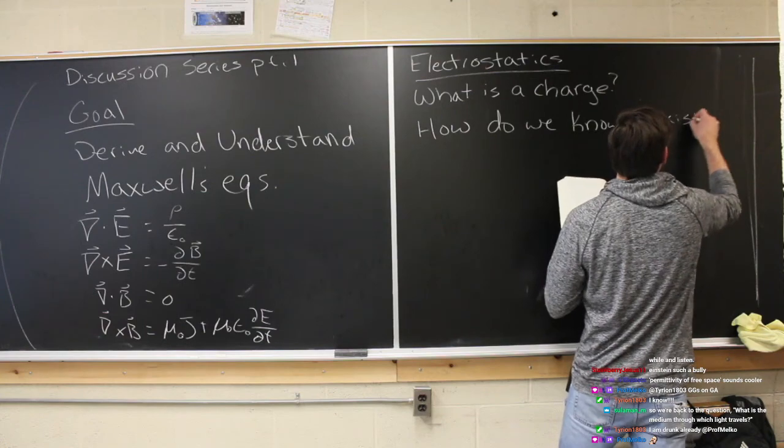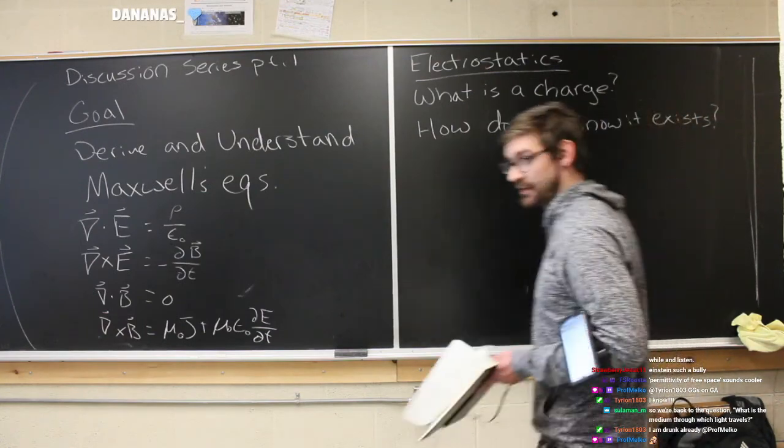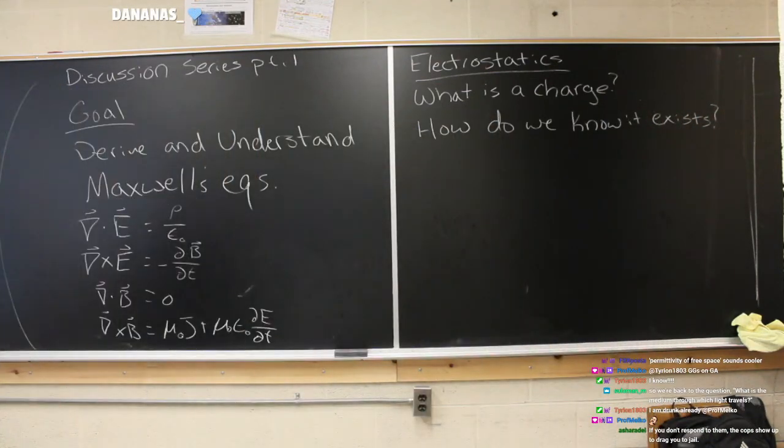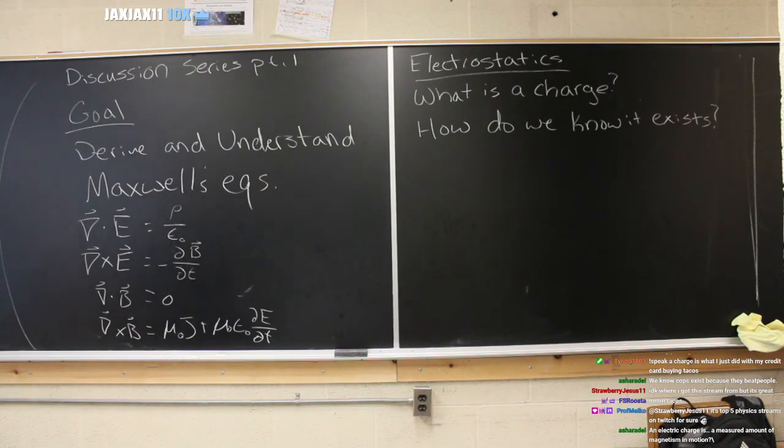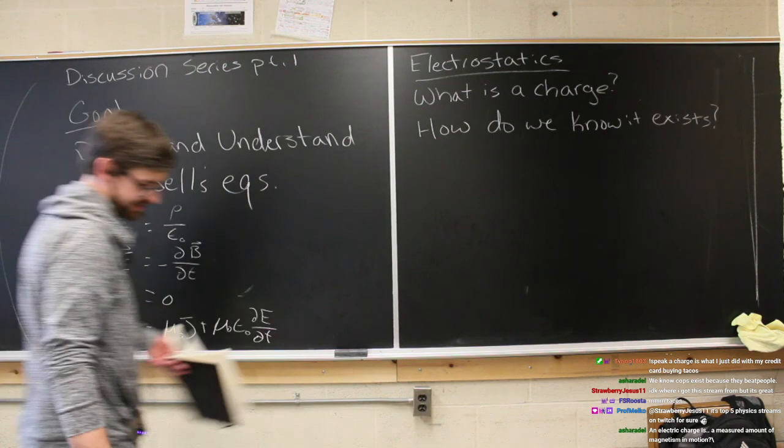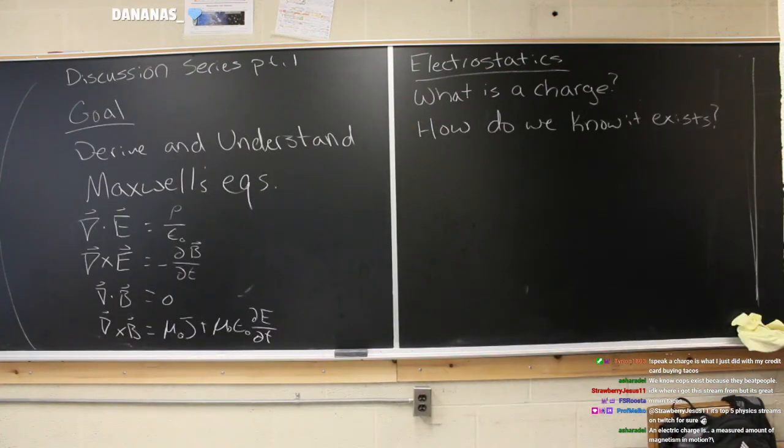Not what is a particle, right? Not what is a particle, but what is a charge? An electric charge is a measured amount of magnetism in motion. Interesting. So you're kind of going the other way. You're kind of going with what it is with magnetism, right?